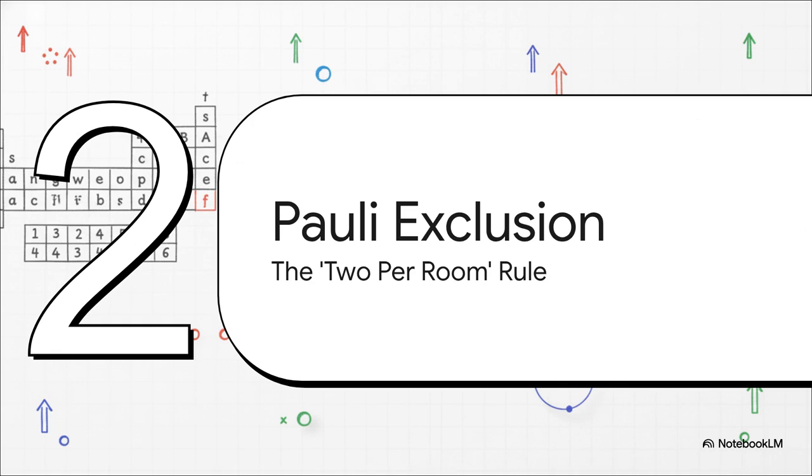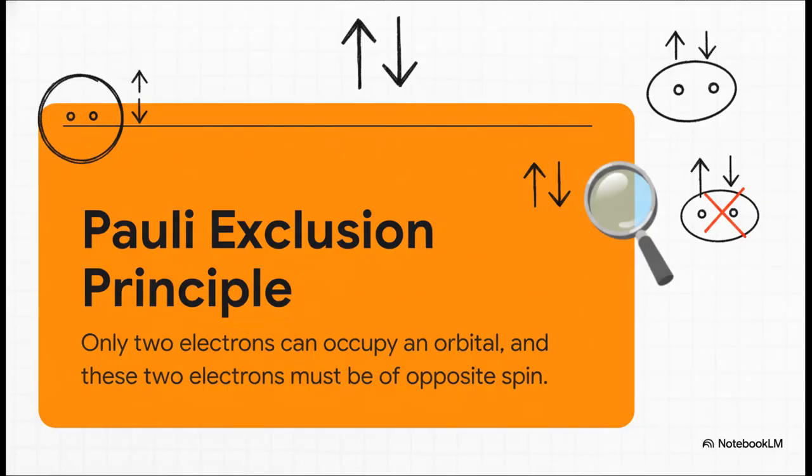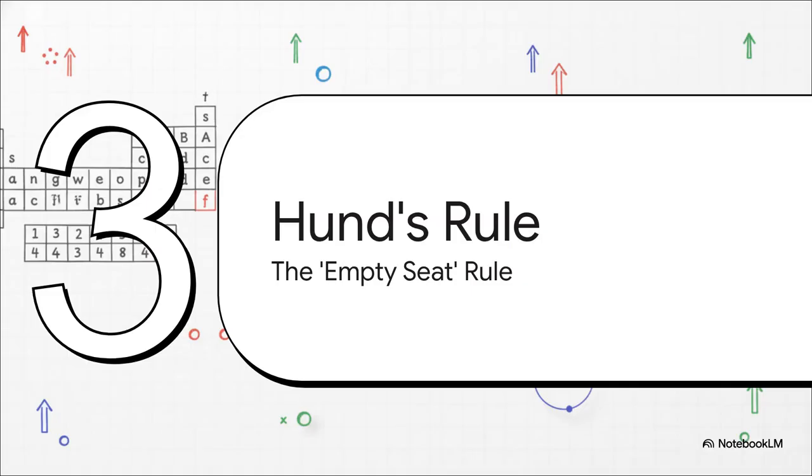Great. But what happens inside each one of those orbitals, those little rooms? That's where rule number 2 comes into play. The Pauli exclusion principle is basically our 2 per room rule. We already said an orbital can hold a max of 2 electrons. But here's the catch. Those 2 electrons have to have opposite spins. Think of it like a north and south pole. We show this by drawing one arrow pointing up and one pointing down. This is to make sure no 2 electrons in an atom are perfectly identical. All right, we've got one last major rule to cover.